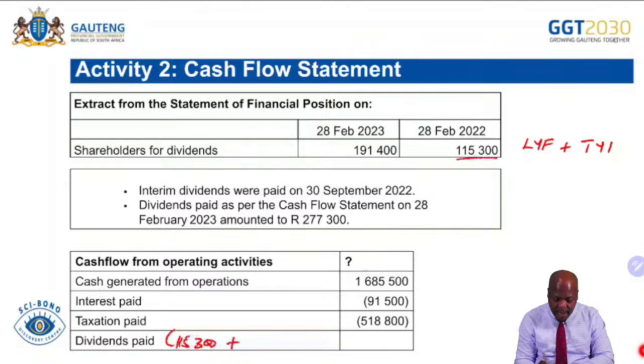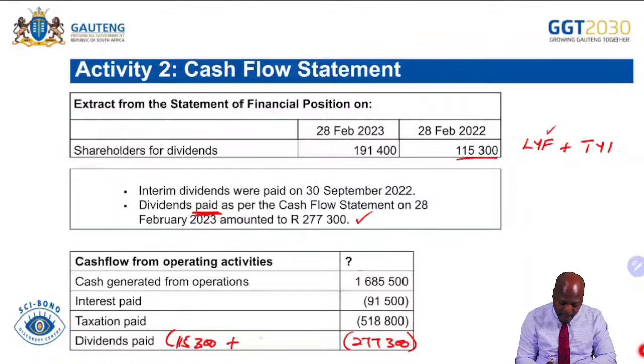But to make it easy for us, you would find that in this particular question, they told us already that dividends paid are that. So I would already come here and put my brackets, and I would get my 277,300, which is my dividends paid. But if that was not given, I would be taking my last year's final plus this year's interim.